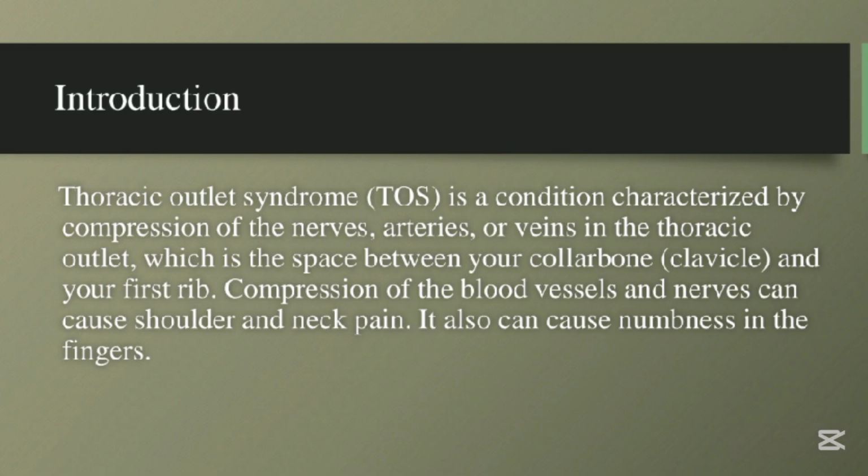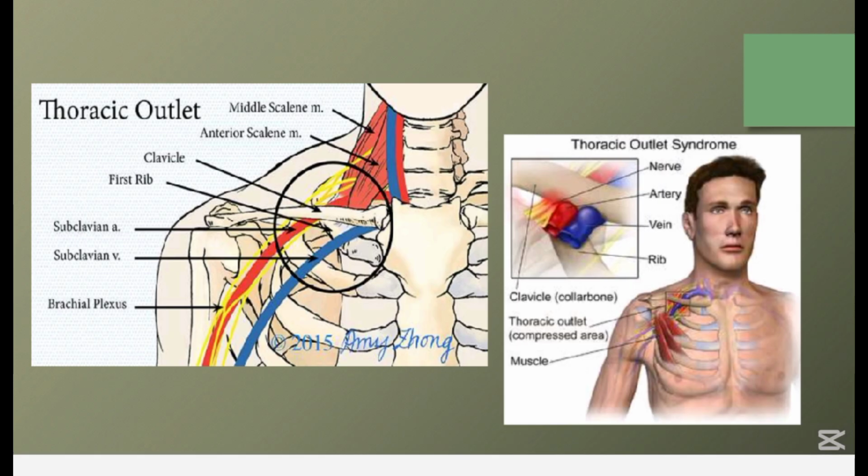Thoracic outlet syndrome is a condition characterized by the compression of nerves, arteries or veins in the thoracic outlet, which is the space between the collarbone and your first rib. Compression of blood vessels and nerves can cause shoulder and neck pain. It can also cause numbness in the fingers. So this is the basic definition of TOS, as we will see in this diagram.